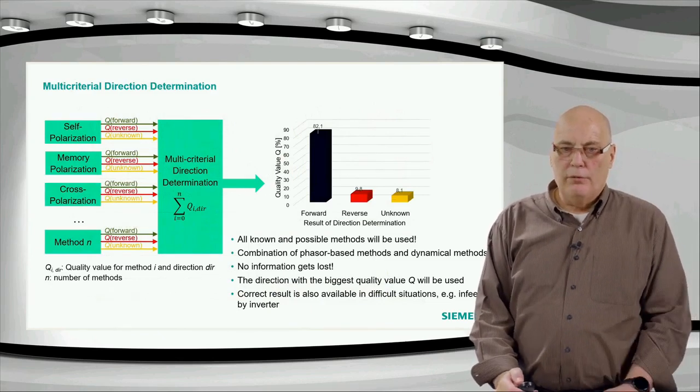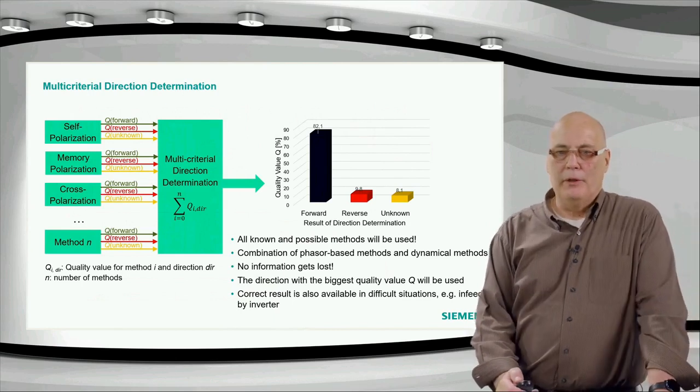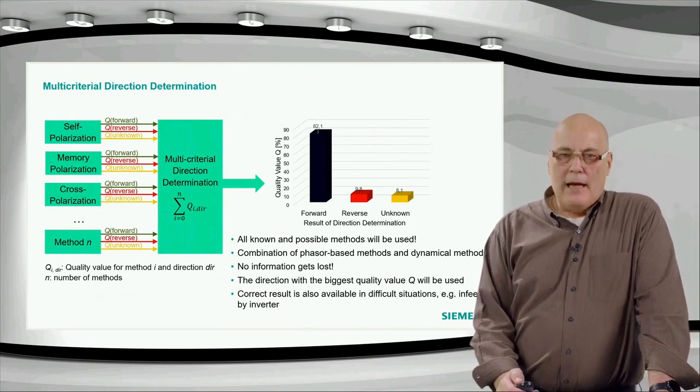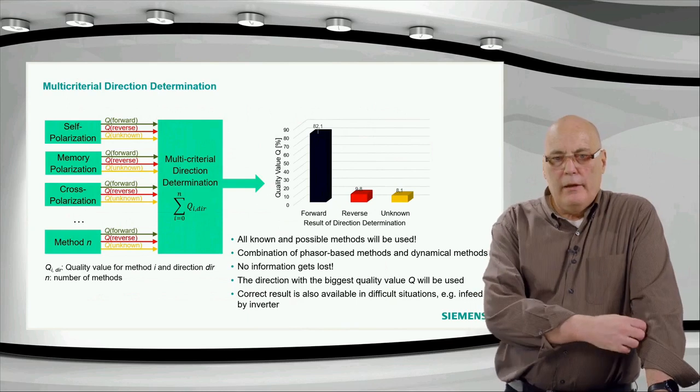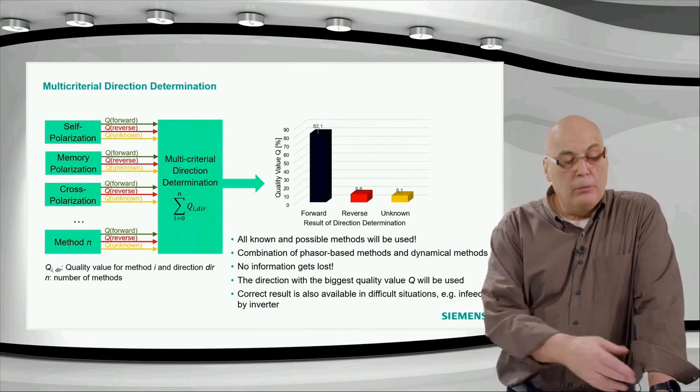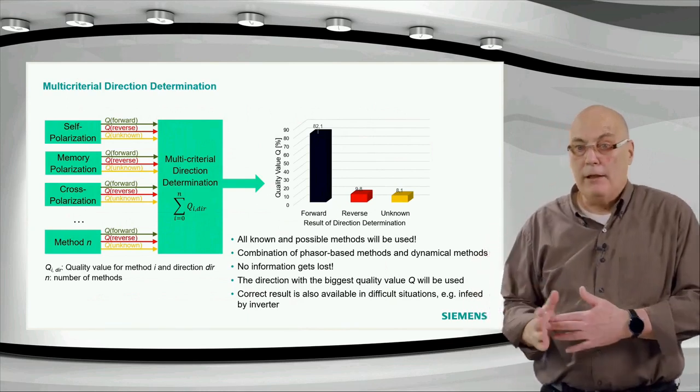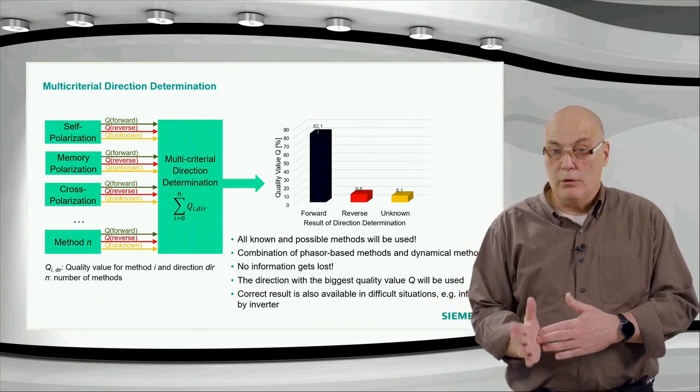Other conditions are more difficult. I don't want to go through too many examples now. The same also applies in the area of direction determination, because remember, the direction determination can be affected. For example, the frequency stability was one issue.